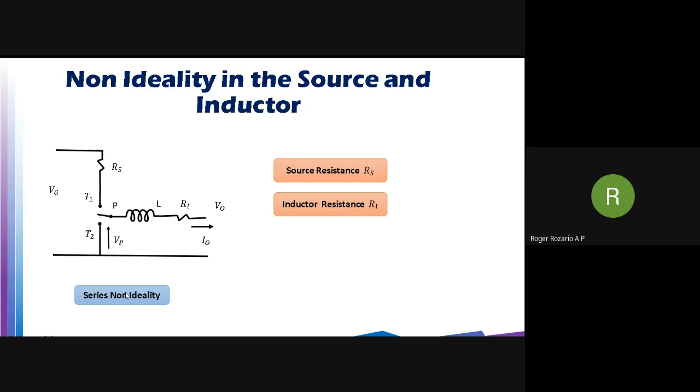From this, what you can understand is that only your forward voltage conversion ratio will change. Your reverse current transfer ratio will not change. Now we are going to apply the same principle. For the forward voltage conversion ratio, we will use the volt-second balance of the inductor. For the reverse current transfer ratio, we will use the circuit averaging method or current averaging method, and finally we will end up deriving the efficiency taking into account the non-ideality in the source and in the inductor.